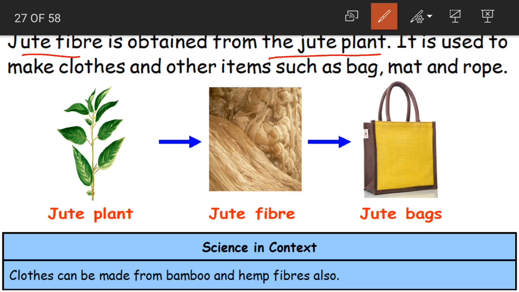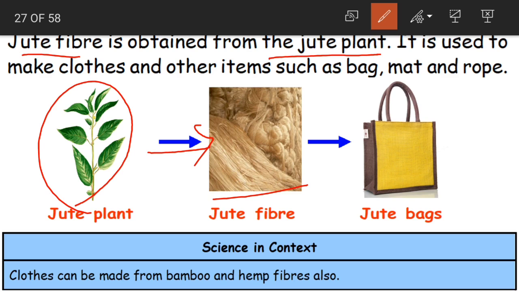So we are trying to avoid plastic and prefer jute and cotton bags whenever we go for shopping. Where are you getting this jute bag from? This is obtained from a plant called the jute plant. See here, you can see this light brown colored substance, which we call jute fiber. It is used to make clothes and other items such as bags, mats and rope.